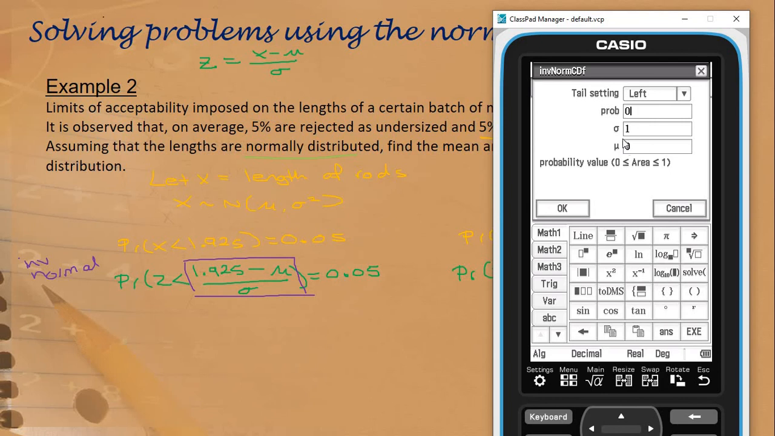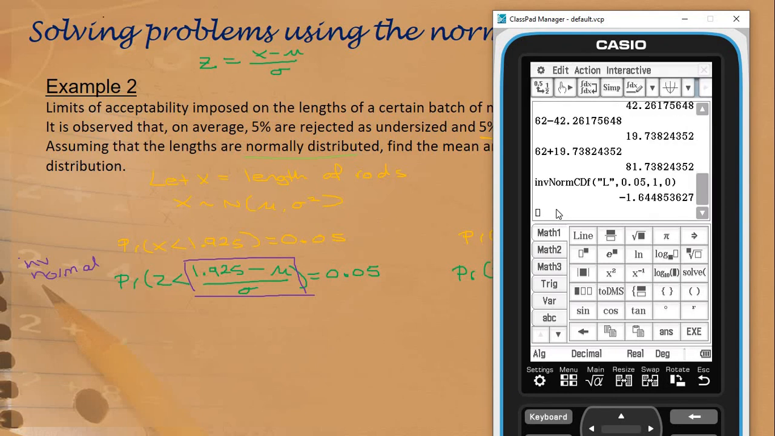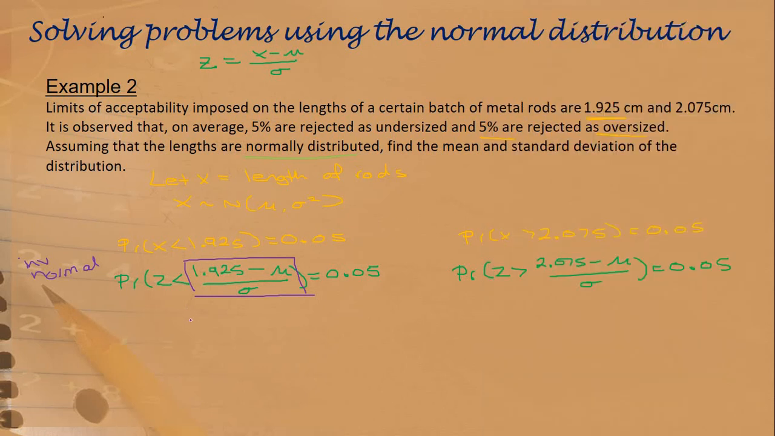Probability is equal to 0.05. Standard deviation and mean, I now know are 1 and 0 because I've converted it to the standard normal distribution Z. Okay, so that means that this value here, my 1.925 minus the mean over the standard deviation, is equal to negative 1.64485 and so on. So we've got one equation with two unknowns. We can do exactly the same thing for this equation here to work out this value.